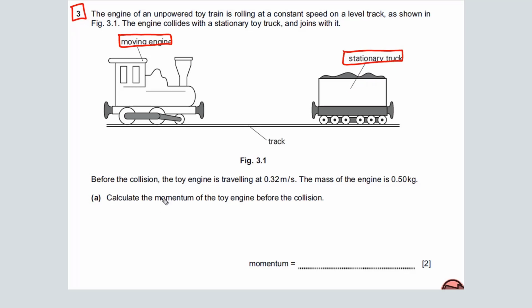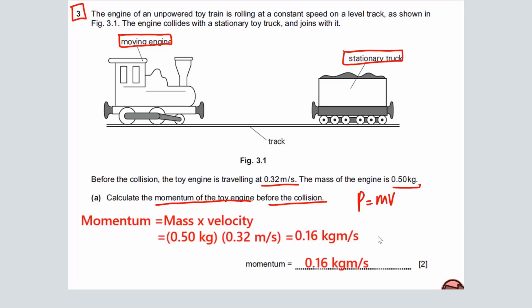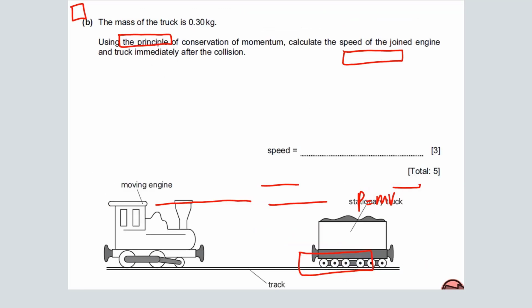Now what do we need to calculate? We need to calculate the momentum of the engine before collision. The engine is traveling at this velocity and the mass of the engine is also given. How can we calculate momentum? It's a very simple concept: momentum is equal to the product of mass and velocity. We have mass, we have velocity, just plug in and you will get your answer. This is our answer for this question: 0.16 kg m/s. Let's move on to the next one now.